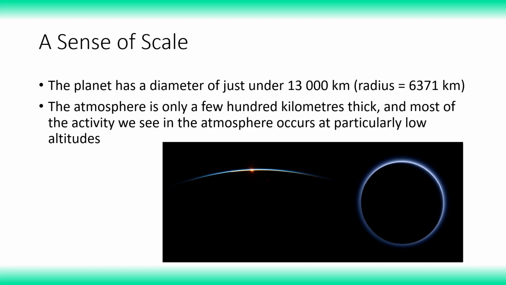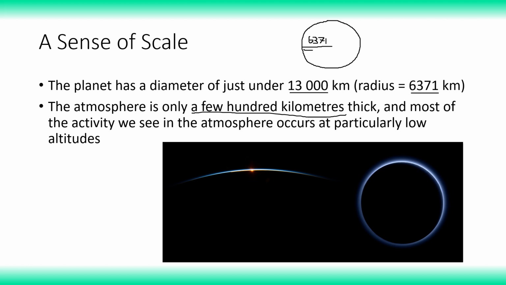So to give you some numbers, our planet, Earth, has a diameter of just under 13,000 kilometers. So we've got a radius of this much right here, 6,371 kilometers. So that means that our planet, here's Earth, right? Our radius is this much, 6,371. That's the distance from the center to the surface. And then the atmosphere is only a few hundred kilometers thick above that.